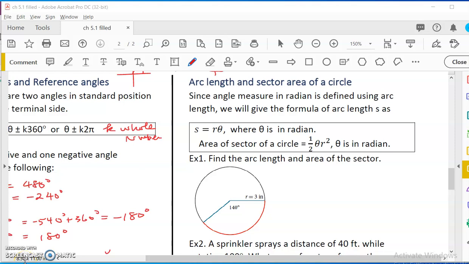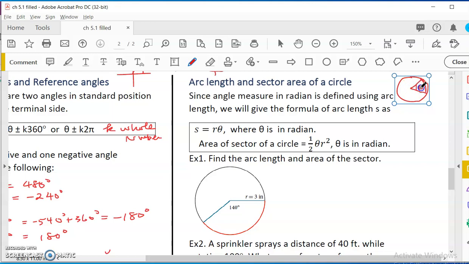Hello Precalculus student, this video is for chapter 5.1 still, but we are on topics of arc length and sector area of a circle. When an angle is measured in degrees, and if we want to find the arc length of a circle, so all of a sudden we talk about a circle now. And then we have an angle that we put in the center, right? So that the vertex is in the center.